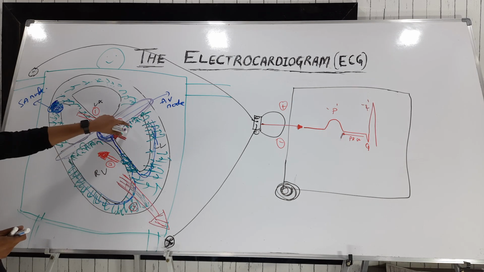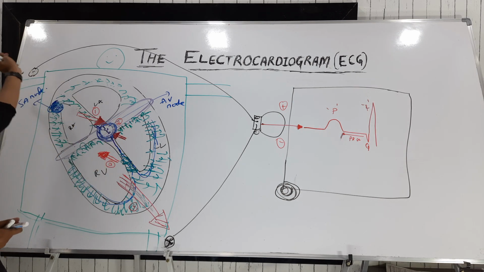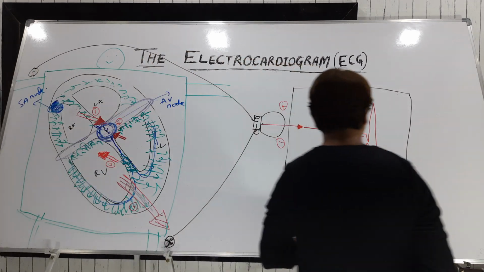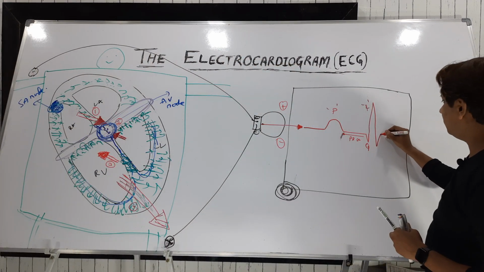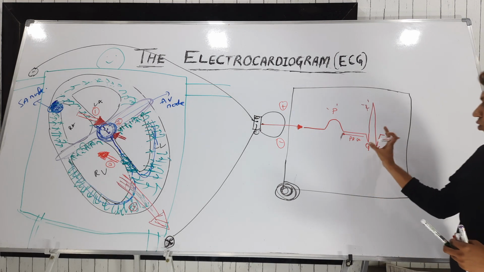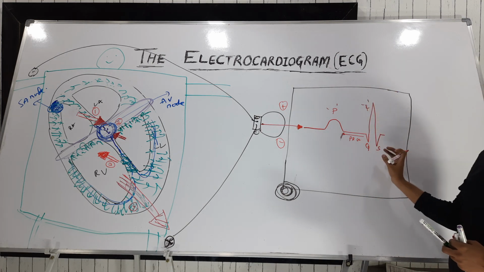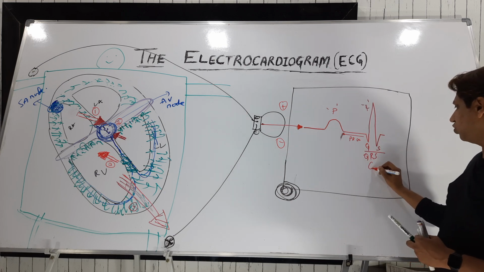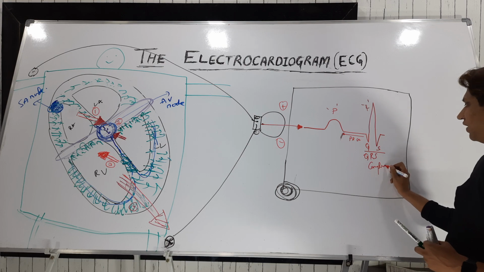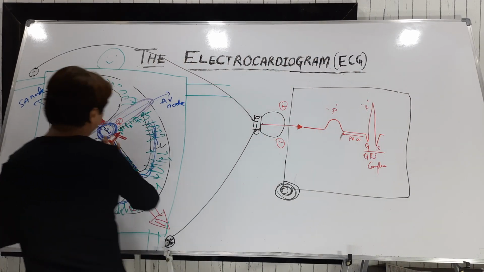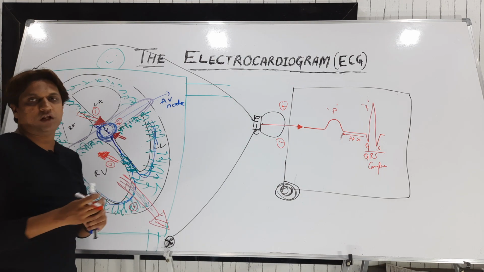Here, if the positive current is moving towards the negative electrode, then again the deflection is shown as negative, and this negative wave is known as the S wave. So the whole of this Q, R and S wave is called the QRS complex. This QRS complex represents the ventricular depolarization.